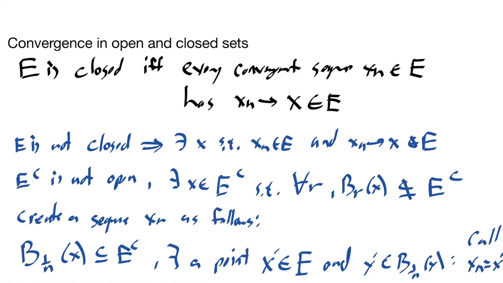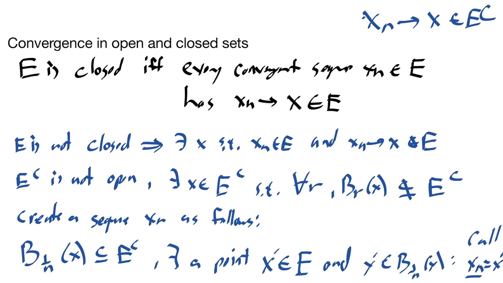And then what do I notice? I now notice that those x_n's obviously have to converge to our x, which is in E complement. Okay. Well, great.